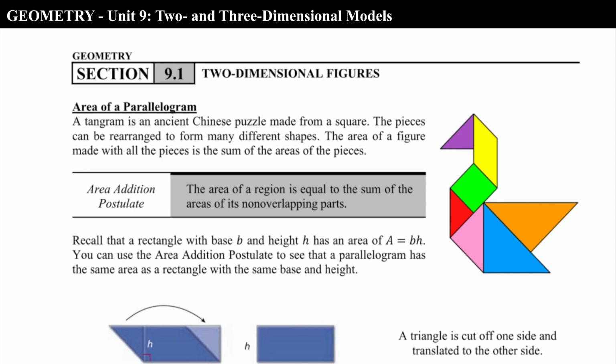So you notice we've got a lot of addition postulates here in geometry. We started with segment addition and angle addition in Unit 1. In Unit 8, we added on the arc addition postulate for circles, and now we have the area addition postulate. Recall that a rectangle with base b and height h has an area of the base times the height, or you may more commonly refer to it as length times width. You can use the area addition postulate to see that a parallelogram has the same area as a rectangle with the same base and height.